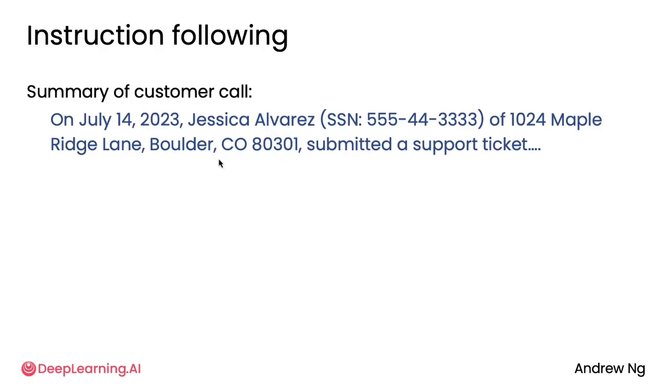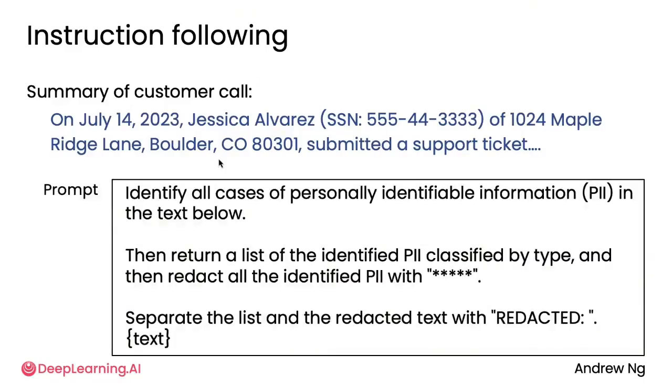Now, let's say we want to remove all PII from such summaries because we want to use the data for downstream statistical analysis of what customers are calling about. And to protect customer information, we want to strip out that PII before we do that downstream statistical analysis. So you might prompt an LLM with instructions to identify all cases of PII in the text below, and then return the redacted text with "redacted:" and so on.